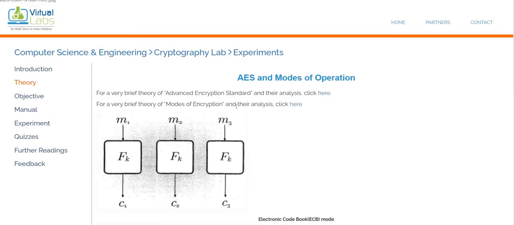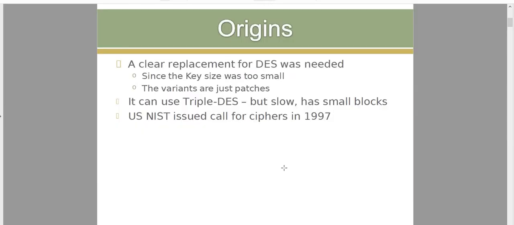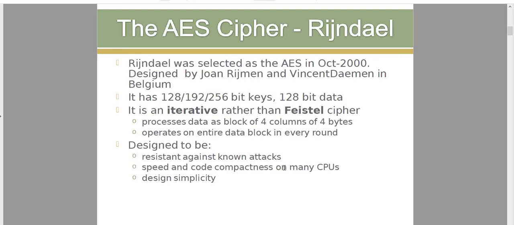Talking about the theory, we'll learn briefly about what the Advanced Encryption Standard is. It is a clear replacement for DES, where DES is the Data Encryption Standard. DES has a key size that is too small. You can use triple DES, but it is slow and has small blocks. The AES cipher is also well known as Rijndael. Rijndael was selected as AES in October 2000, and was designed by Joan Daemen and Vincent Rijmen in Belgium.